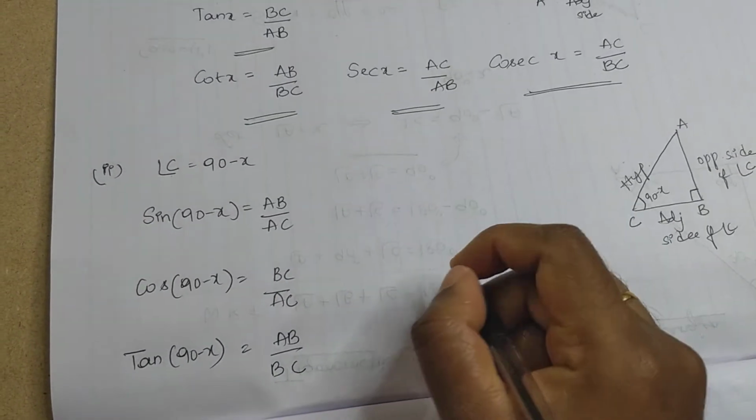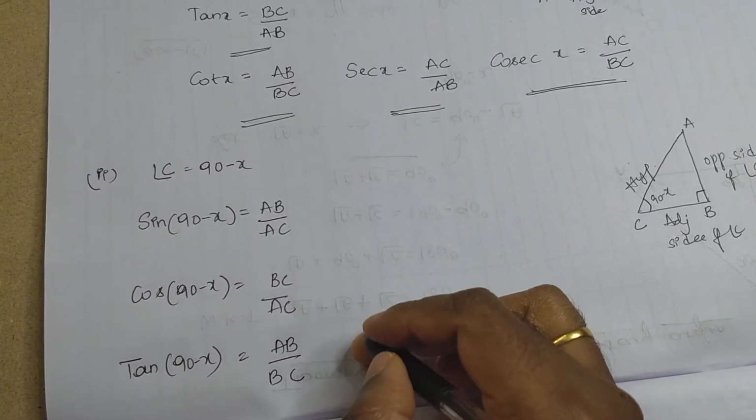It's easy to obtain cot, secant, cosecant. So how to obtain that? Write it here again.